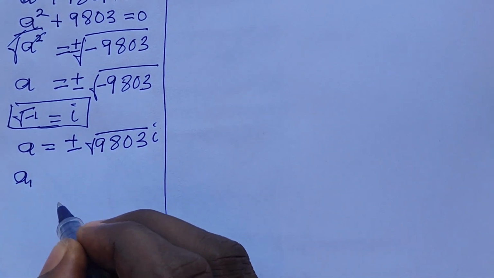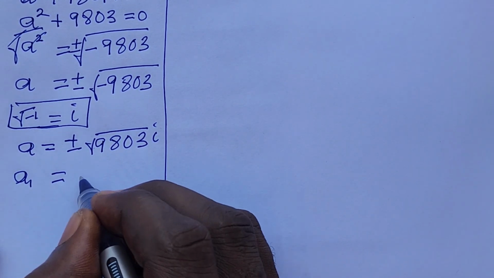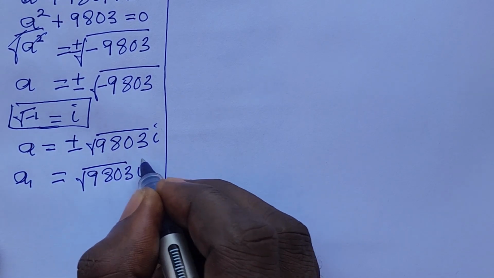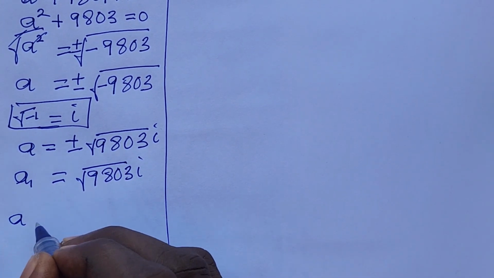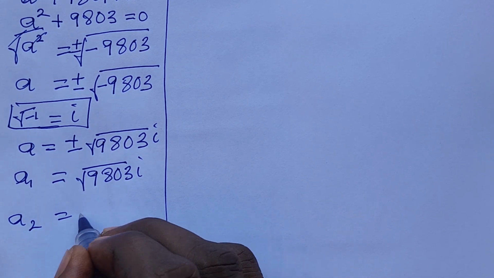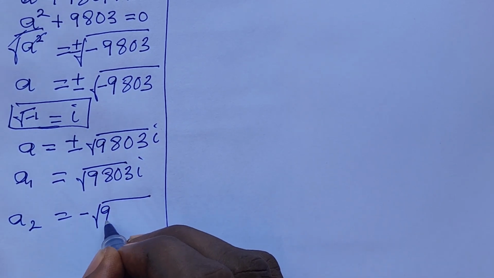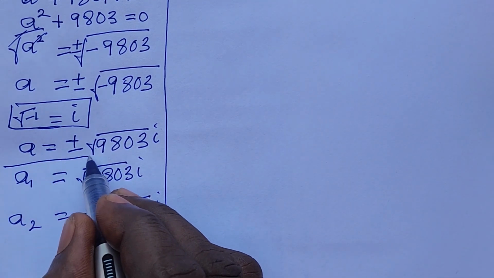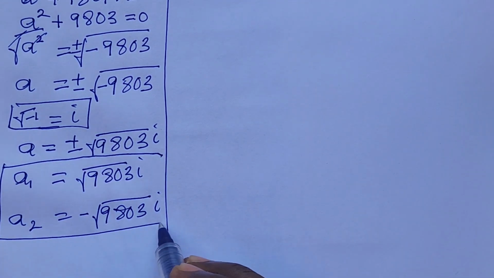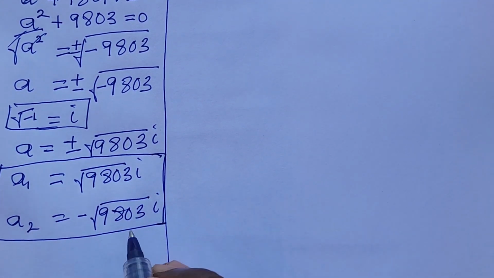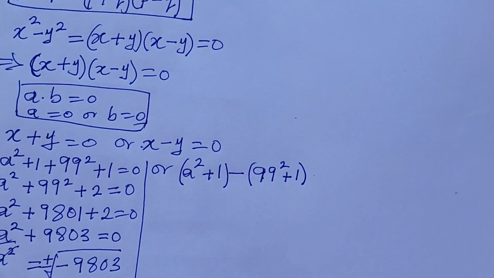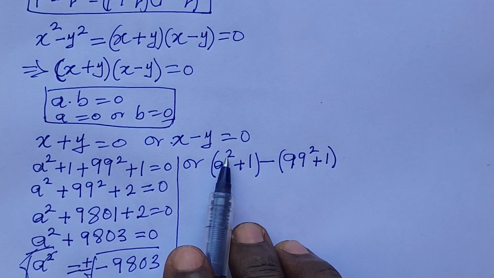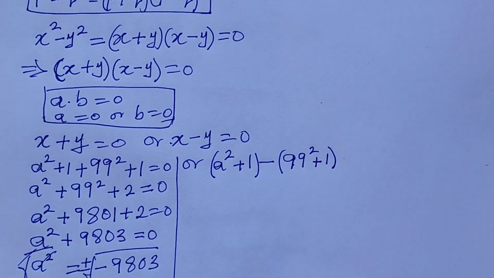So from here, we now have our a1. The first root here is equal to plus the square root of 9,803 iota. Then a2 is equal to minus the square root of 9,803 iota. Okay, so we've gotten two roots from this side of the equation right now. So let's come to this other part, the second part of the expression, where we have a to the power of 2 plus 1 minus x.